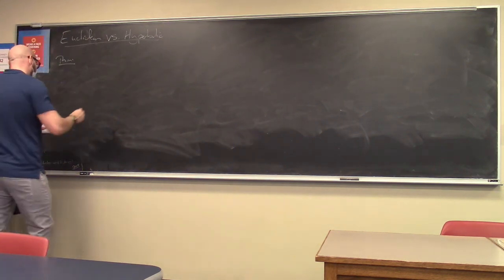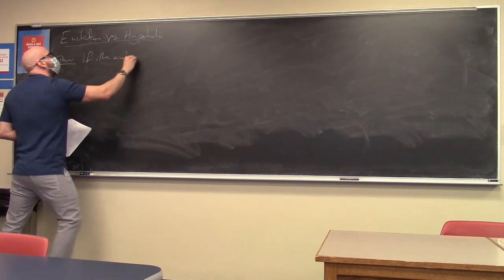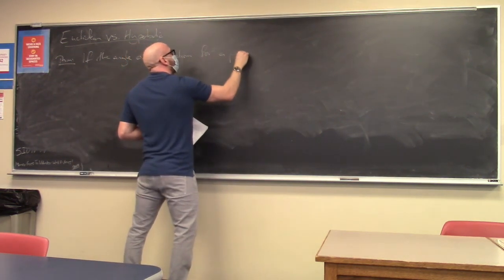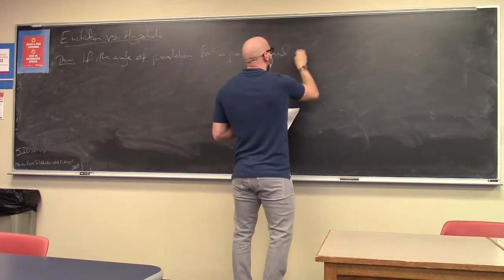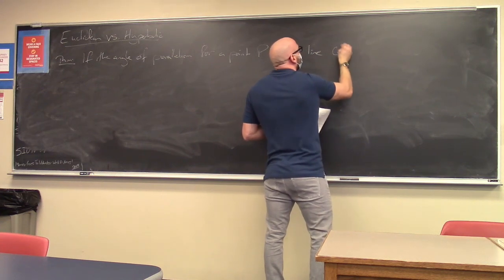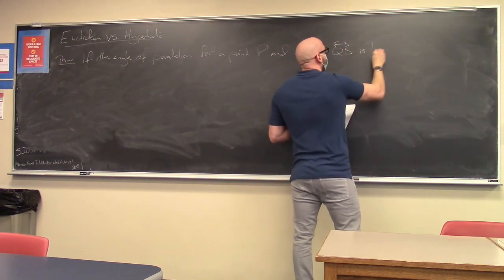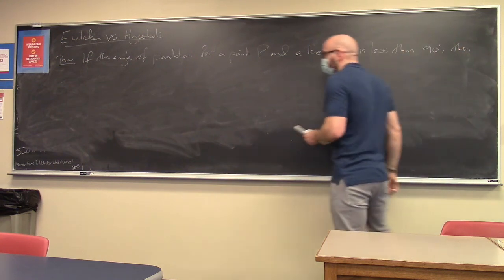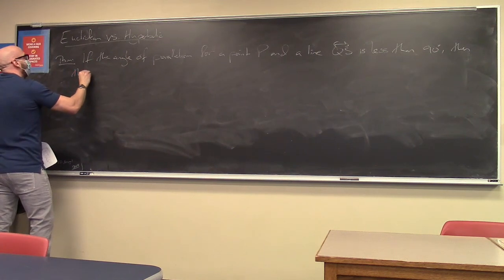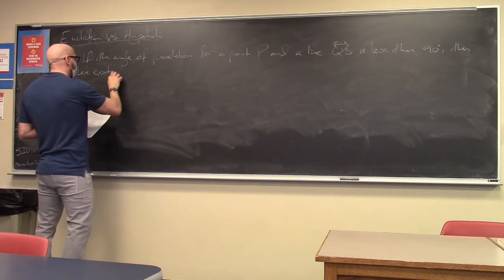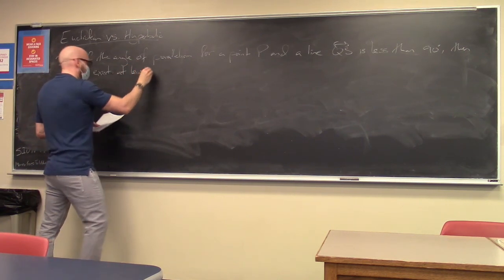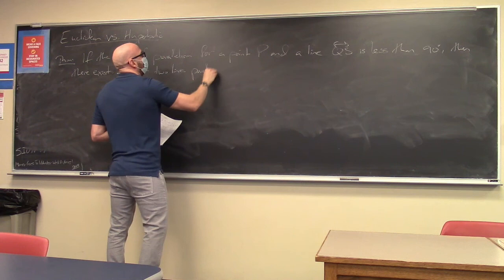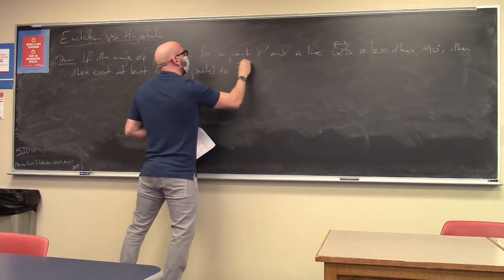And this first theorem is rather profound. It says if the angle of parallelism for a point P and a line QS is strictly less than 90 degrees, then there exist at least two lines parallel to QS.